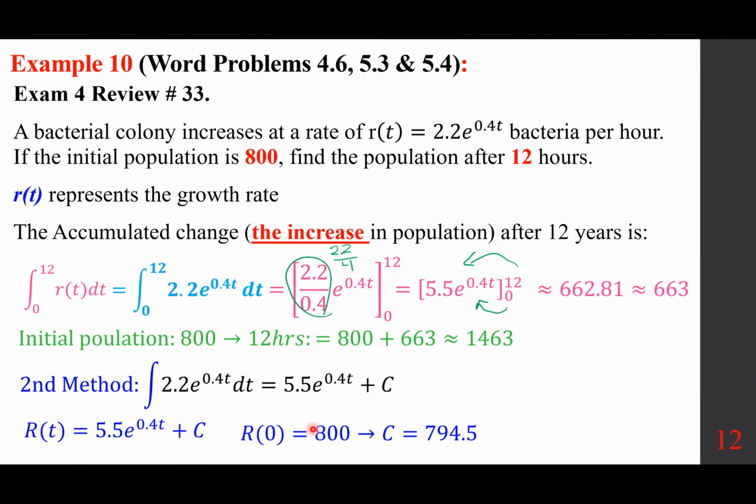And I'm going to leave it for you to plug in. I hope you realize if you plug in 0, this becomes 0, e to the power of 0 is 1, 5.5 plus what number is 800? It is 794.5. So this is your formula. And now plug in 12. Again, what is the advantage of that? If we want the population after 12 years or 10 years or 30 years or 50 years, all we have to do is replace the T here. And in this example, it gives us the same number we got here back.